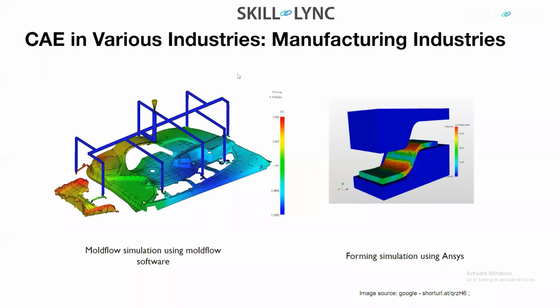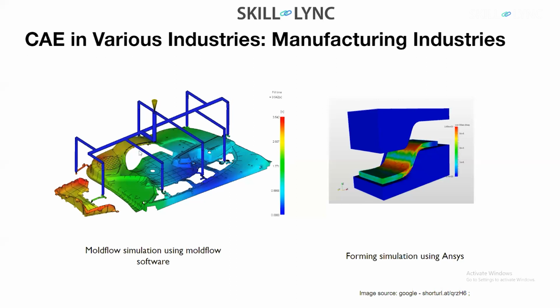On the right side, you can see an example of a forming simulation where there is a punch, there is a die, and in between is your workpiece. This workpiece is formed corresponding to how my die is. If I want to compute all these stresses, the amount of deformation, and all the residual values I want to compute, I can easily compute them using this software.